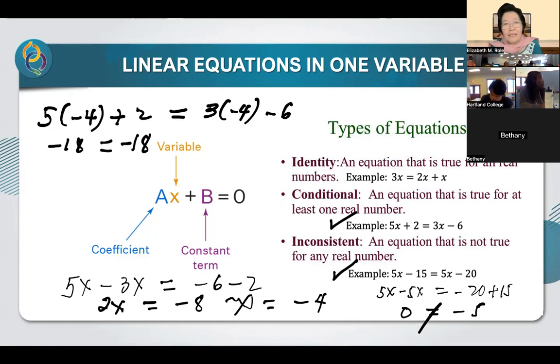We'll have more of these kinds of equations maybe later on when we solve some problems where we say there is no solution. So we call that inconsistent. So I just want to give some types of these equations.